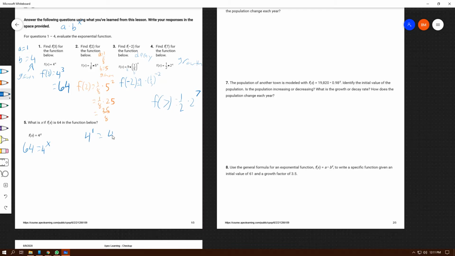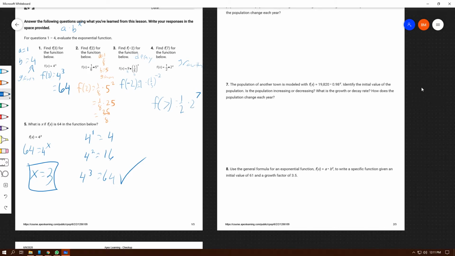4 to the first power is 4. 4 squared is 16. 4 cubed is 64. There it is, so x equals 3. You want x equal to 3, and that will give you 64 in this scenario. So this is kind of just a guess and check. Not the best question they could ask.